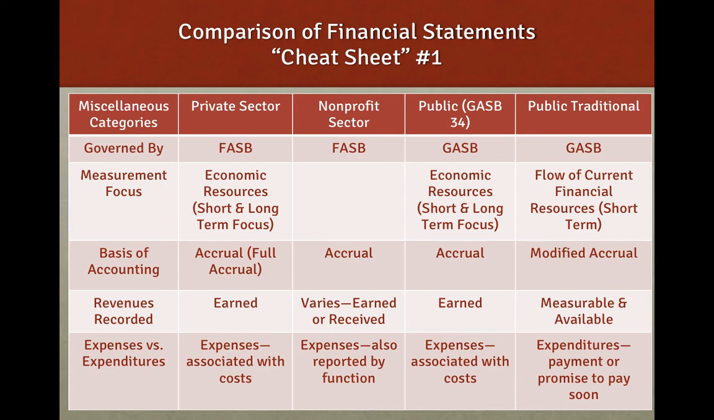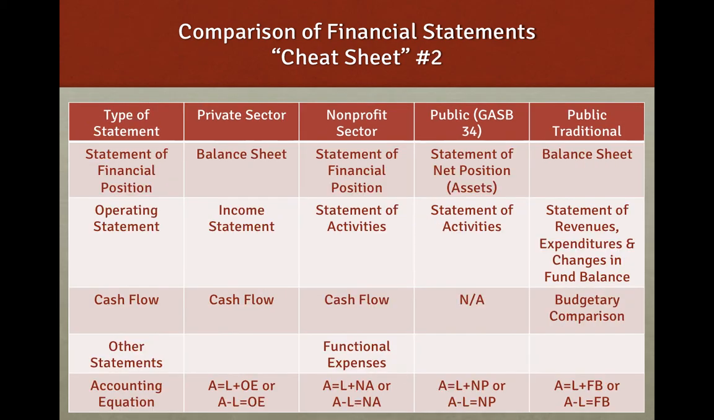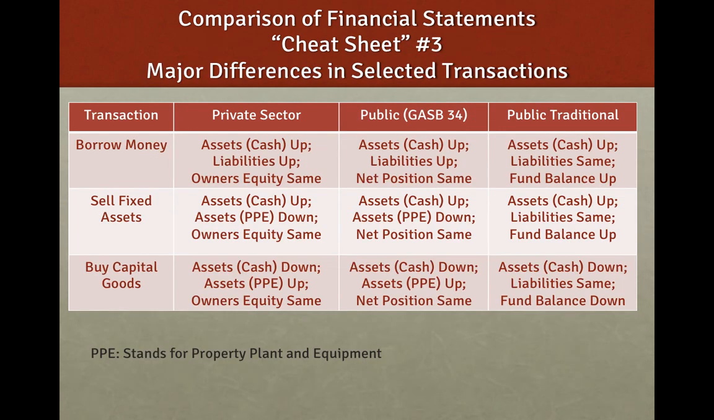In our series of videos, we covered 3 items. The first video talked about who makes the rules. It reviewed the measurement, focus, and basis of accounting, and it talked about when revenues and expenses and expenditures are recorded. The second cheat sheet video covered the various financial statements, as well as walked you through the accounting equation in the 4 different areas. And finally, this last video, video number 3, covered 3 specific transactions which take place all the time and how they're dealt with differently between the private sector and in particular the traditional public sector financial statements.